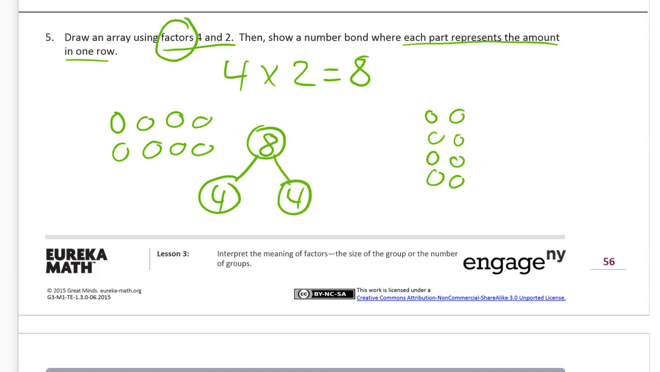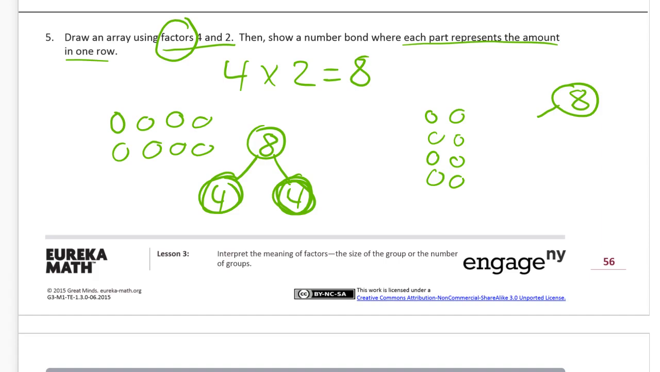Now this looks like most of the number bonds, all the other number bonds you've seen in kindergarten, first and second grade, they're two-part number bonds. But in multiplication, this is similar to repeated addition. There's going to be more than just two numbers to make the total. In this case, it's going to be 4 numbers. So we still have the same total because there's still 8 circles.